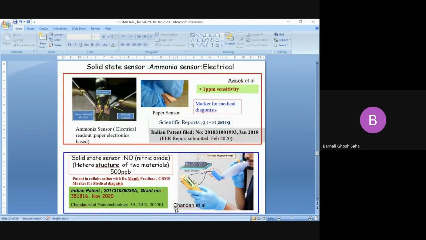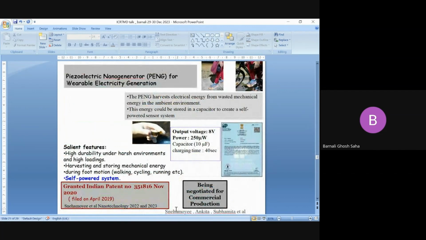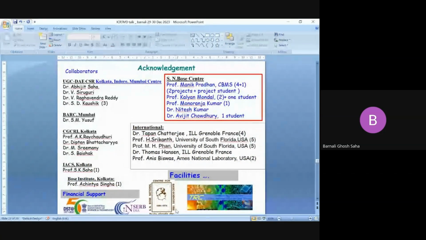So we have also made several detectors. I have already told about nitric oxide, and all this patent has been granted. So this is also a PVDF nanogenerator from waste energy. It has been done. So this is my acknowledgement that I am working with my students.